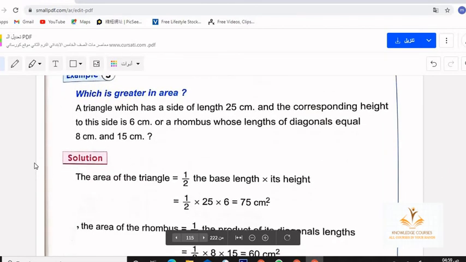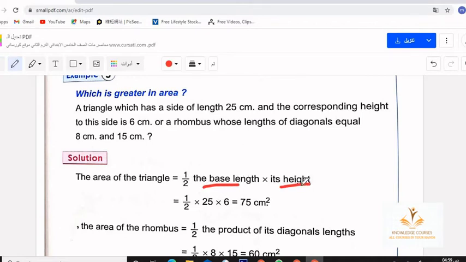Which is the greater area? The triangle has side length 25 and the corresponding height is 6. The area of the triangle equals half multiply base multiply height. So the area of the triangle equals half multiply 25 multiply 6, equals 75.